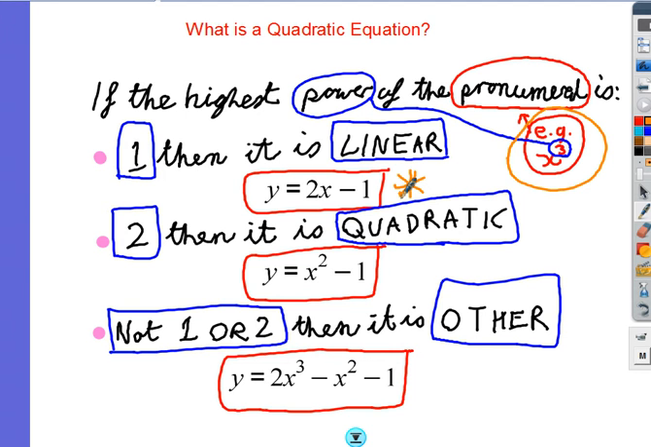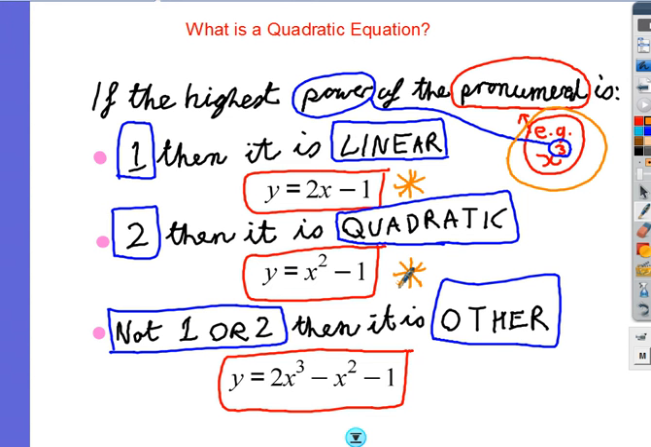Alright, the second kind of equation, and of course it has a 2 in it, the one that we're really interested in for the next few lessons, is the quadratic equation. And the simple rule is if the highest power of the pronumeral in the equation is a 2, so you see an x squared for example, then it's quadratic. That's the most important thing to remember.